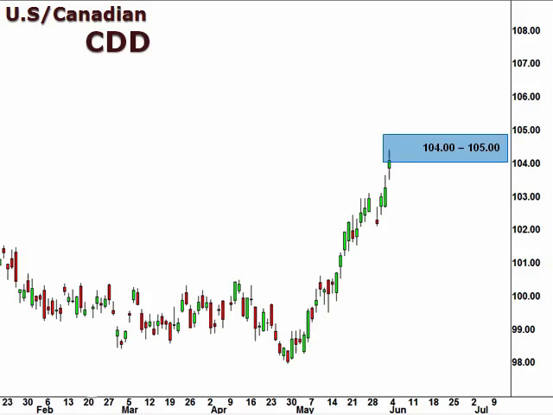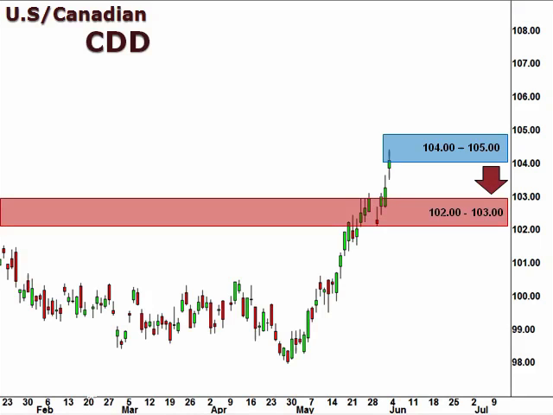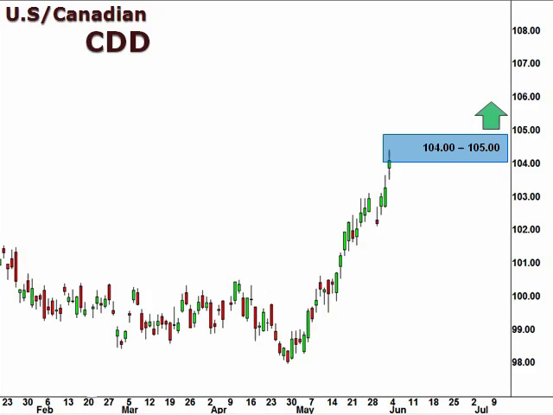Well, the CDD hit our target zone at 104-105, which is an important resistance level. We suspect a pullback to test support at 102-103 this week. However, the trend remains to the upside.